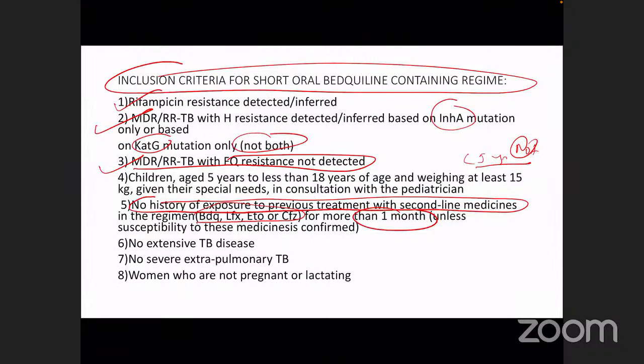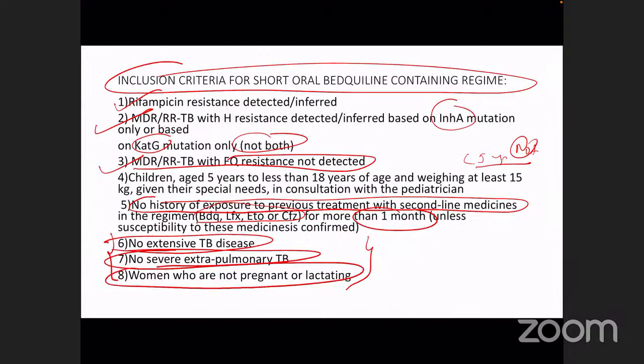In that case, if you want to use, you need to have a result of resistance, either liquid culture DST or LPA, which shows that the organism is sensitive to these drugs, and then only you can use. Now this is very important. These 3 are very important. Patient should not be having extensive TB. Patient should not be having any severe extrapulmonary TB. It's obviously based on clinical judgment. And this is not for pregnant or lactating, without any doubt.